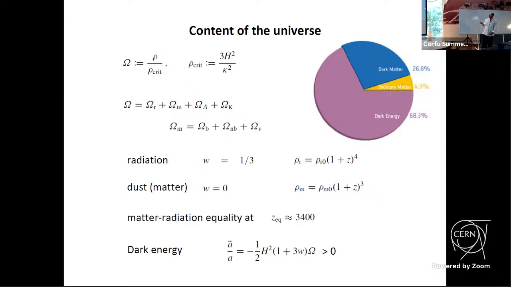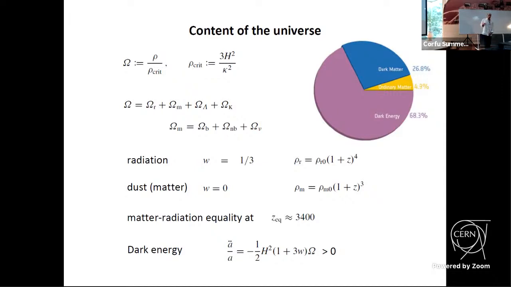So they grow when you go backwards in time, when z grows, and at some point they were equal to each other. Nowadays, matter corresponds to about 1/4 of what we observe, and the radiation is a very, very small fraction that you don't even see in this pie chart. There was a point in the past where the contributions of matter and radiation were about the same, and this epoch is called the matter-radiation equality, which happened when z was about 3,000.